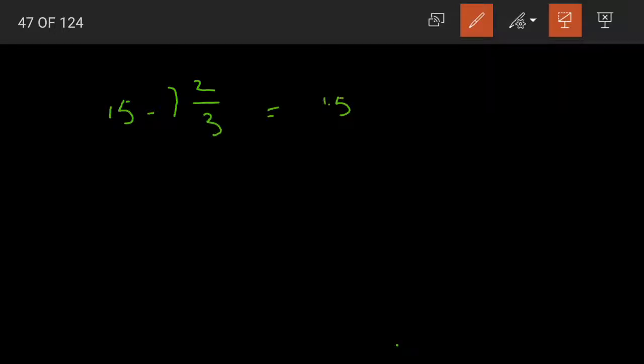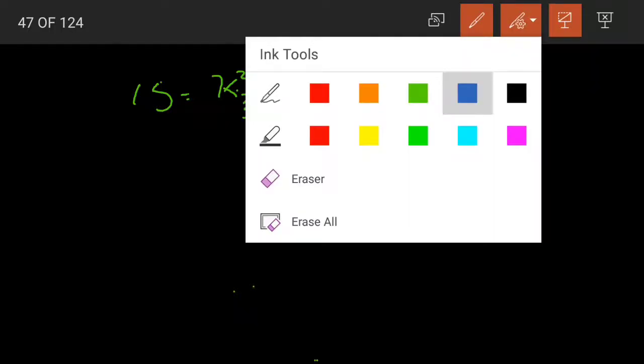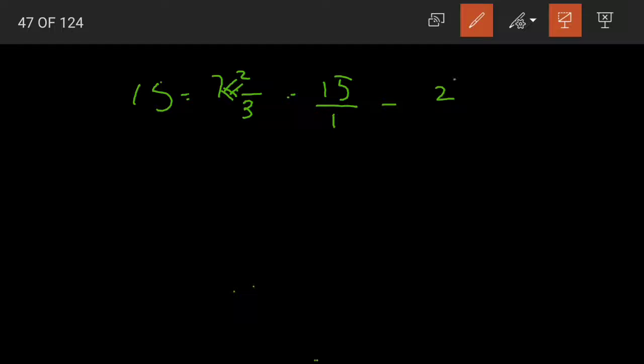Now here I'll take the whole number parts together. What is the fraction for 15, children? It is nothing but 15 by 1, right? Okay, let us not do this, you will get confused. 15 minus 7, 2 by 3. 7 2 by 3 converted into an improper fraction is 7 3s are 21, plus 2, becomes 23 divided by 3.